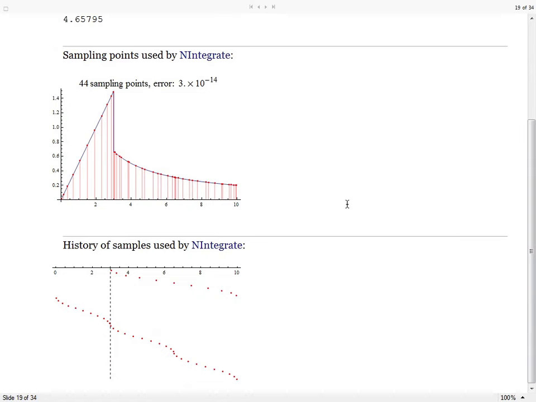The end result is that only 44 sampling points are required to get a result accurate within an error of 3 times 10 to the minus 14, which is far superior to the example we just saw using a traditional blind numerical method. A plot of the location of each sample shows that NIntegrate first took a few samples in each subregion, then made, in this case, just one subdivision on one of the integration regions, before obtaining a result with a sufficient level of confidence.